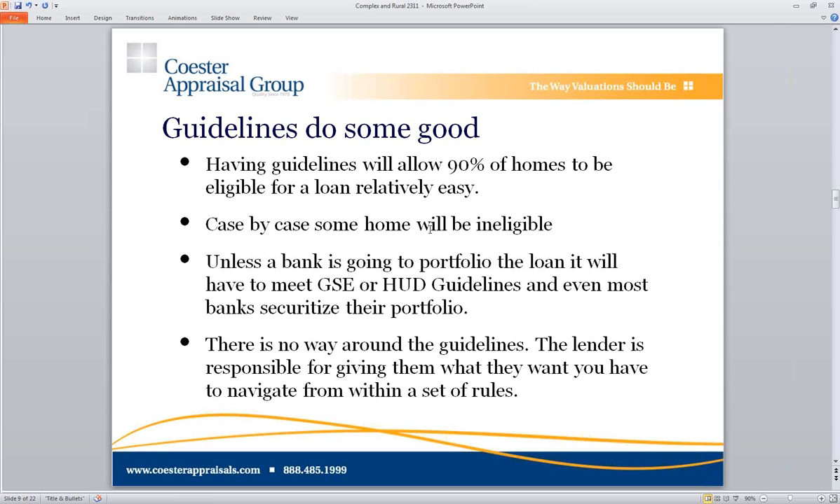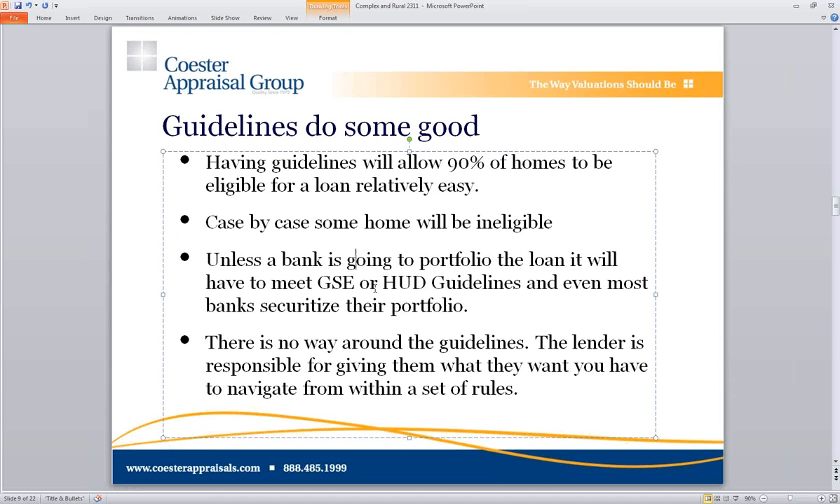Securitize means essentially they're going to write it to GSE or HUD guidelines. Those guidelines are going to make sure that this appraisal falls within the acceptable property standards. So they're going to make sure that comps are within a certain distance, within a certain time frame, within a certain acceptable adjustment ratio, all those things. So most banks, even if they plan on portfolioing it, will still securitize and follow HUD guidelines because they don't want to be stuck with a loan that's not saleable in case they need to sell it.